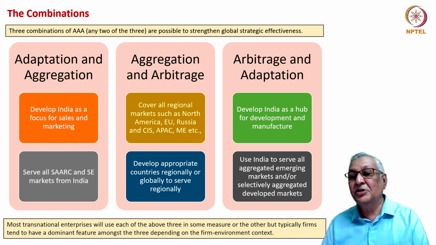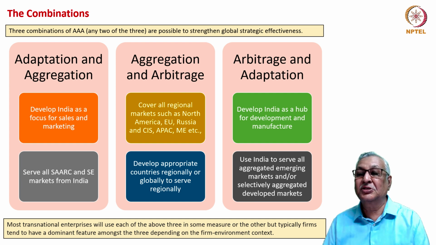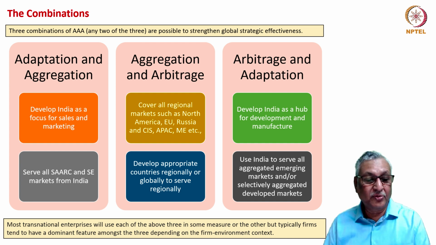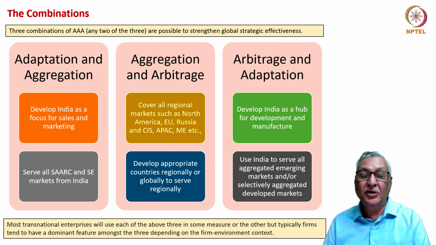If you are looking at arbitrage and adaptation, develop India as a hub for development and manufacturing, because the arbitrage capability exists in these areas for India. Skill levels are high and capability for frugal engineering and rapid development are very high in India. And then use India to serve all aggregated emerging markets and or selectively aggregated developed markets. Most transnational enterprises will use each of the above three in some measure or the other, but typically firms tend to have a dominant feature among the three depending on the firm environment context.